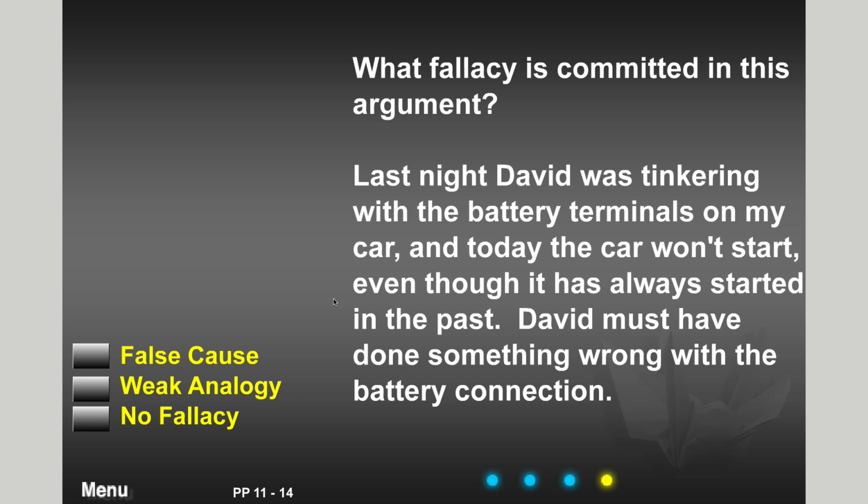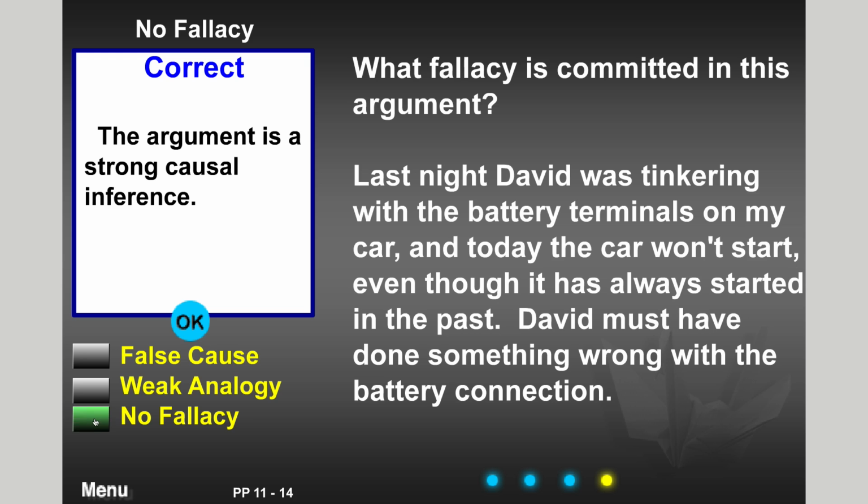Tinkering with the battery in the past. David must have done something wrong with the battery connection. Now, this would look like either false cause or no fallacy. In fact, he was tinkering with the battery terminals, and if it's the case that his or her car has always started, I would likely believe that David must have done something wrong with the battery connection and say no fallacy. Right?